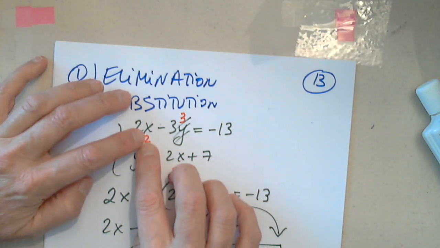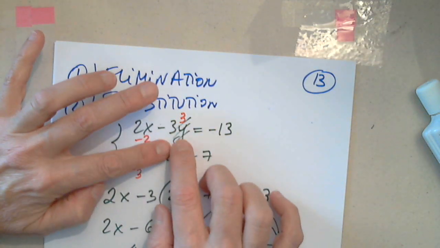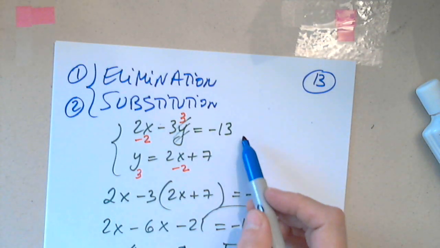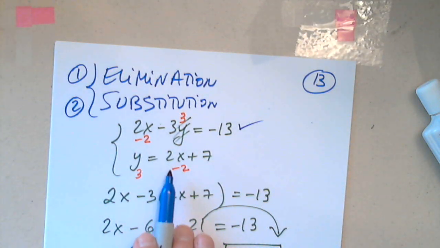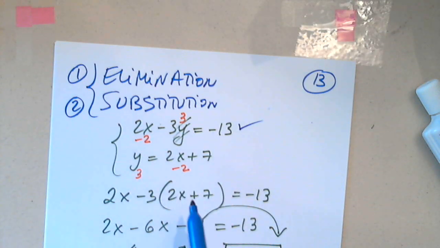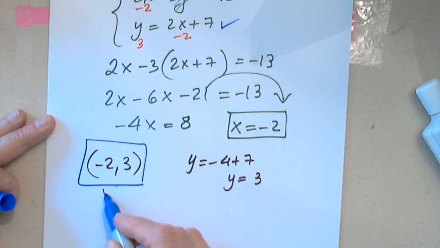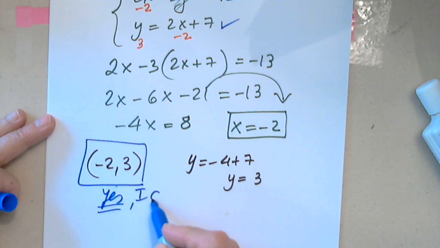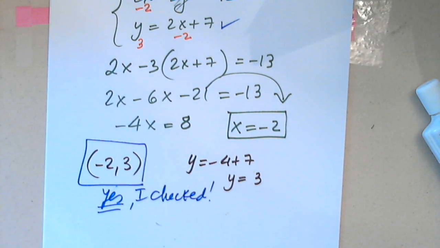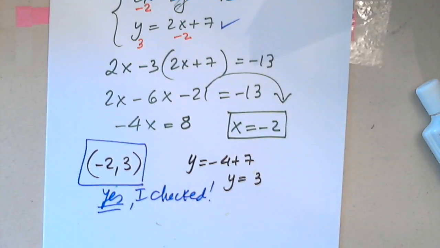This is negative 4, and this is minus 9. Negative 3 times 3. Negative 4 minus 9 is indeed negative 13. Here I have 2 times negative 2, which is negative 4. Negative 4 plus 7 is indeed 3. I don't need anyone to tell me that this is the only solution. Yes, I checked. It's the only solution of the system. And that was the method of substitution.